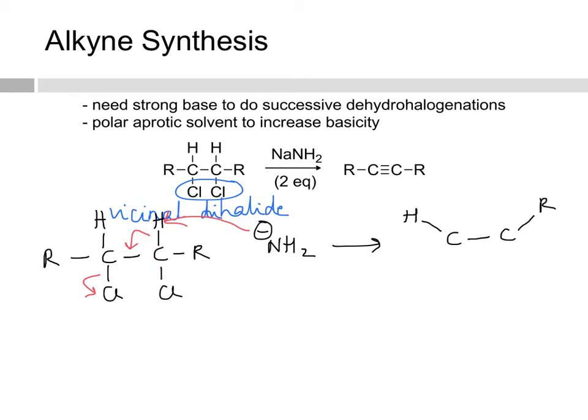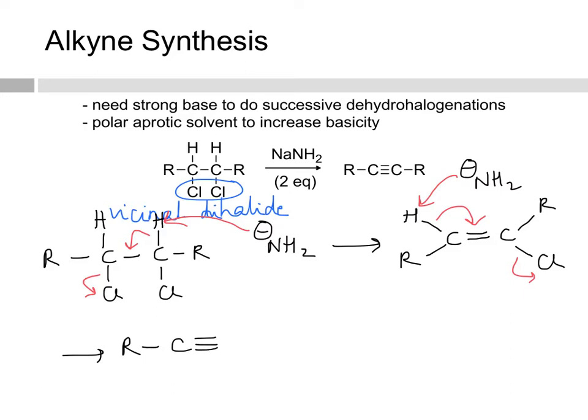This gives us our intermediate, which is the alkene. Our second equivalent of base then comes in and does the second dehydrohalogenation to form our final product, the alkyne. Each of these steps follows an E2 mechanism.